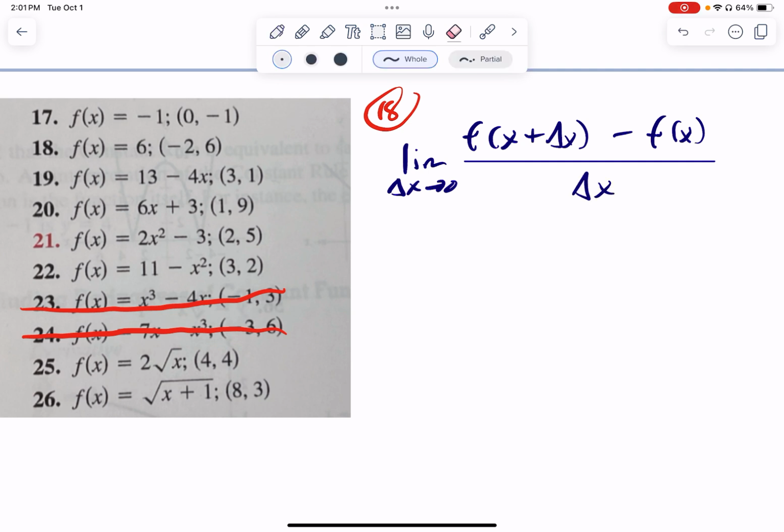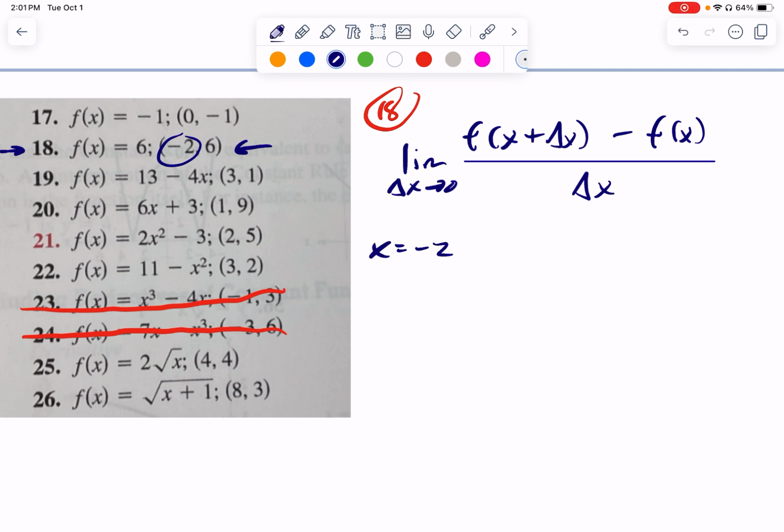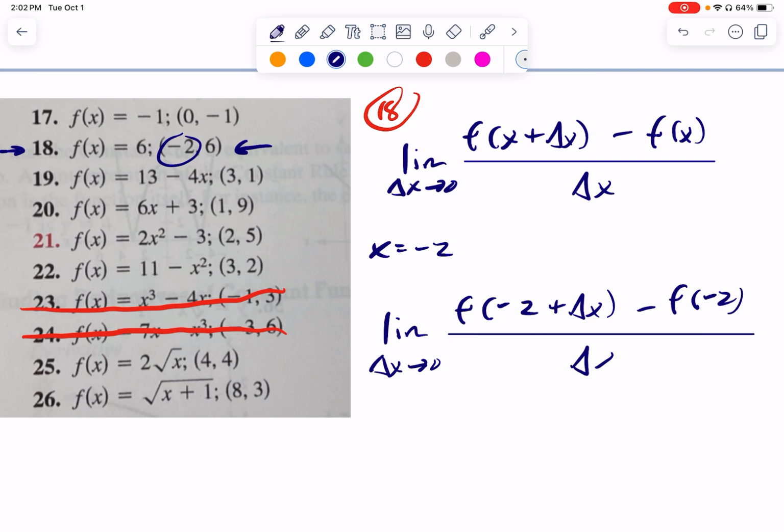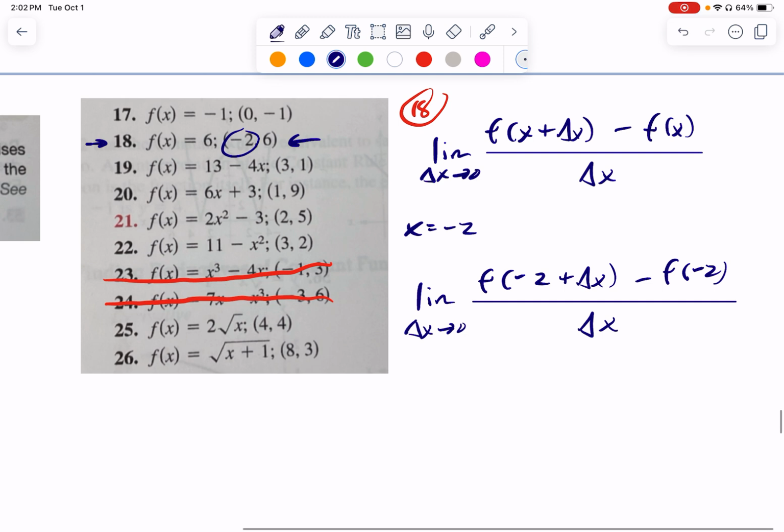If you want to call things h instead of delta x, that's fine. I think I'm going to switch it up. So first thing, just write the general formula. Then we're doing problem number 18 here. So we're trying to find the steepness at which value of x, and we'll notice it's at x equals negative 2. So I'm going to rewrite this formula where everywhere I see x, I will plug in negative 2. So first I write it as generically as possible, then I insert my x value.